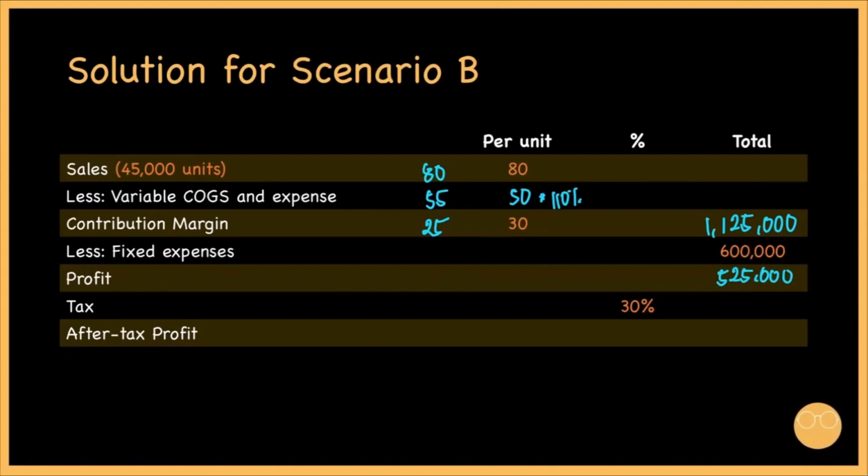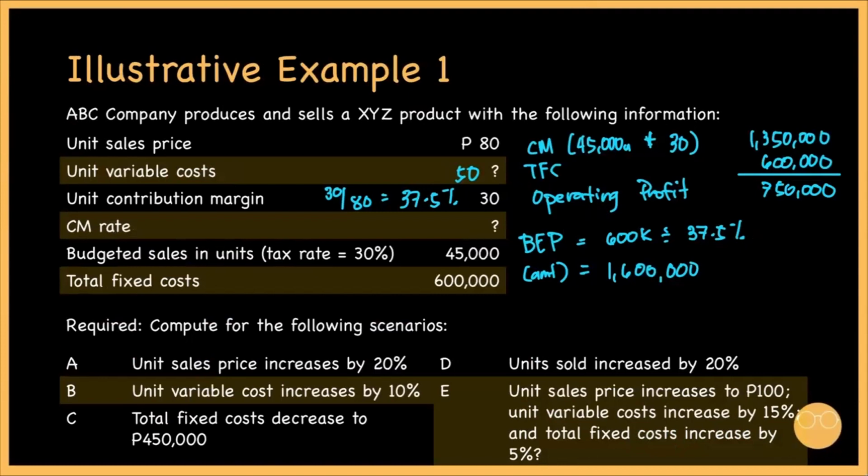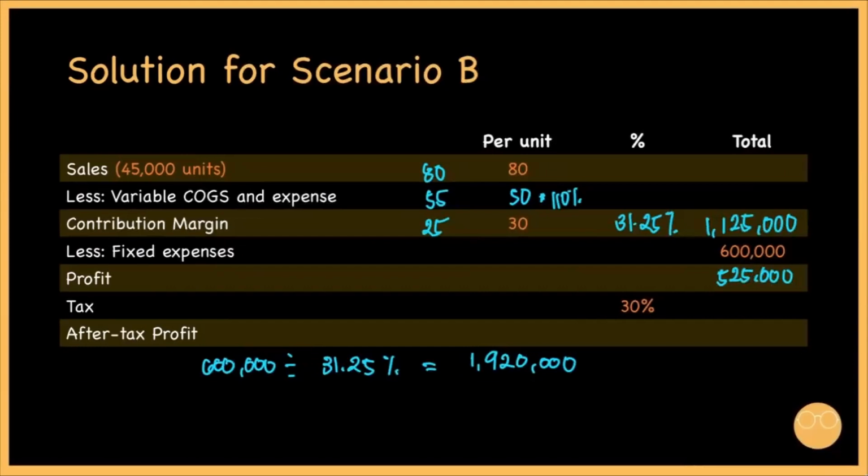Then let's compute for your contribution margin ratio. That will be 25 divided by 80. You are going to get 31.25%. And this 31.25%, let's use this to compute for the break-even point, and that will be 1,920,000 pesos. Meaning to say that you have to have bigger sales in terms of amount compared to the previous one. You only needed sales of 1,600,000 to reach the break-even point. But now in scenario B, you need 1,920,000 to reach the break-even point.